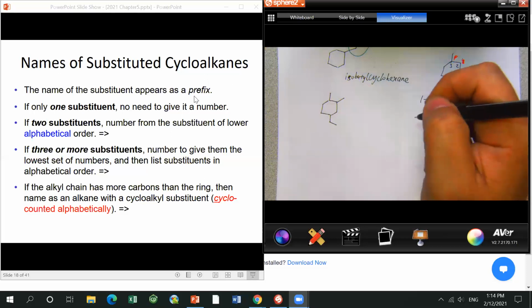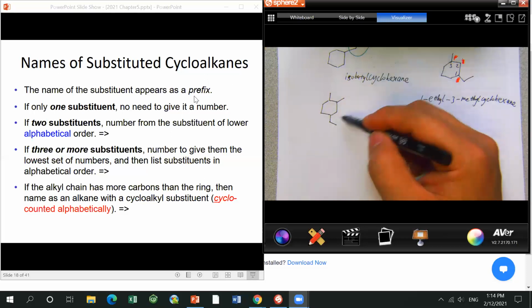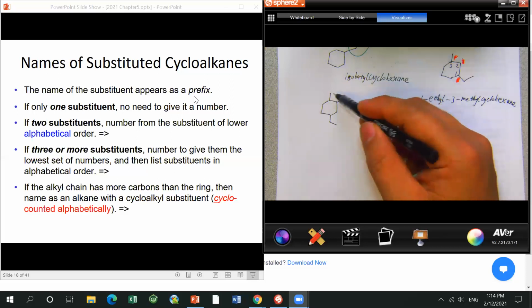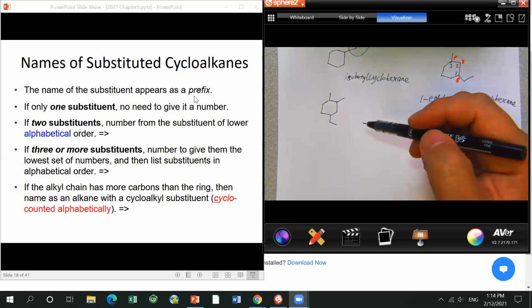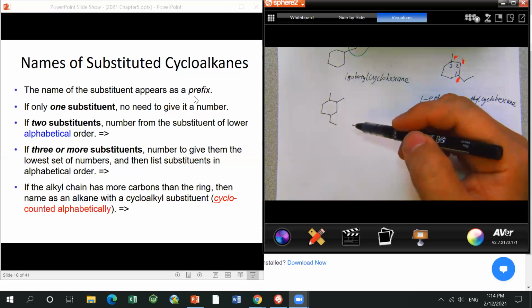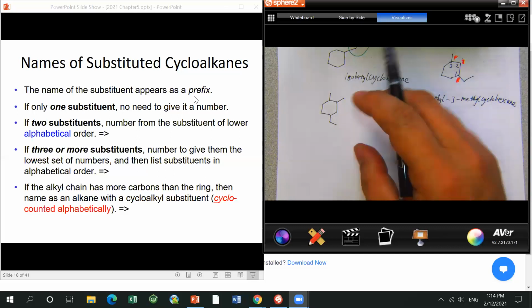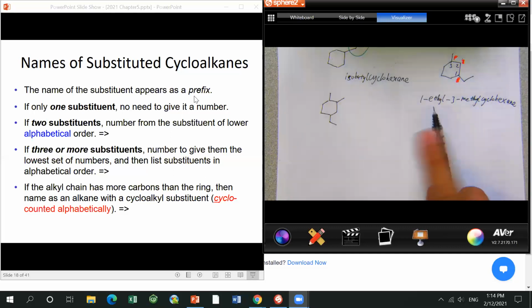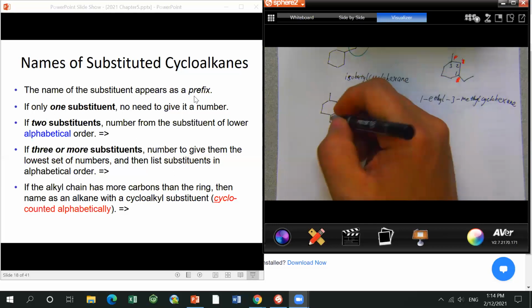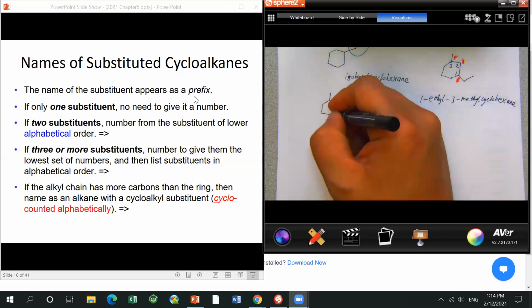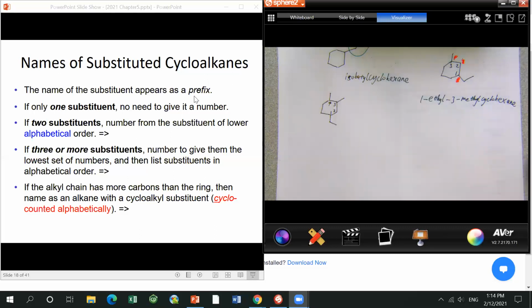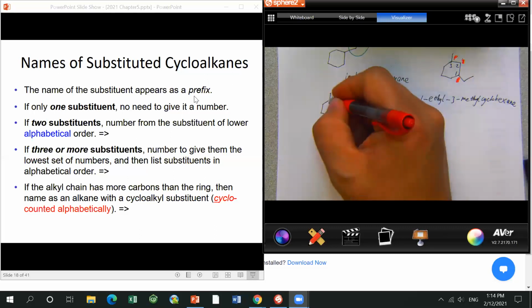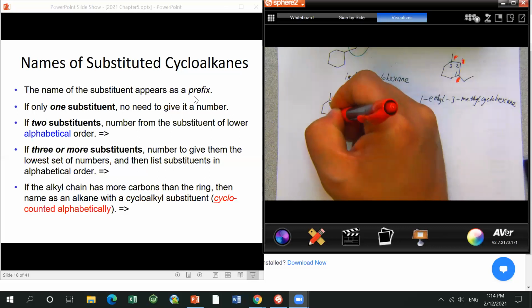For example, we have this molecule with 3 substituent groups: 2 methyl and 1 ethyl. We can number it a lot of different ways. There are 2 ways, so we can compare which has the lower combined number. One way we can do this is to start with this ethyl group: 1, 2, 3, 4. Another way is to start with this methyl: 1, 2, 3, 4.